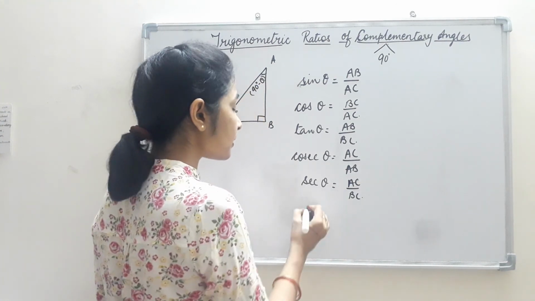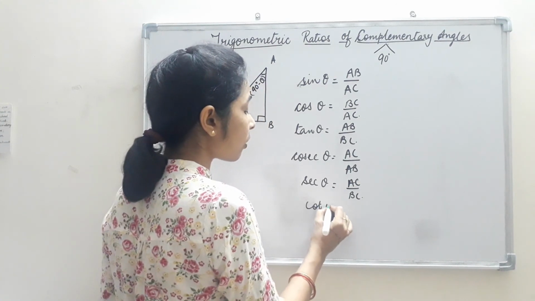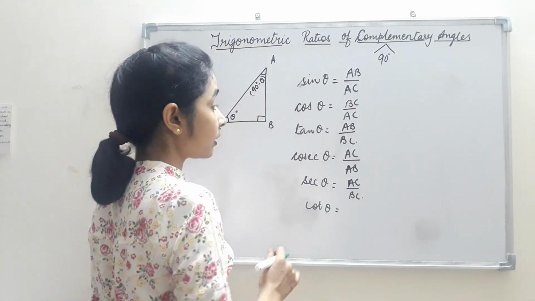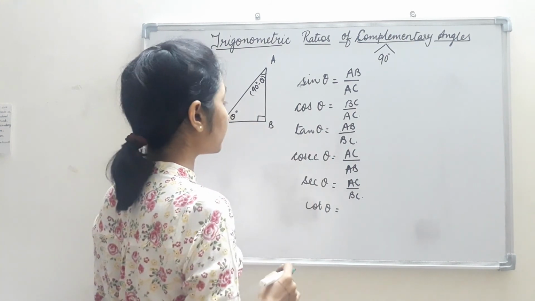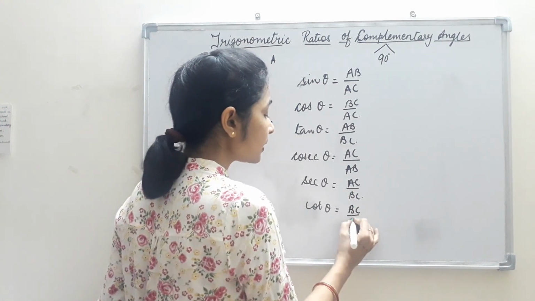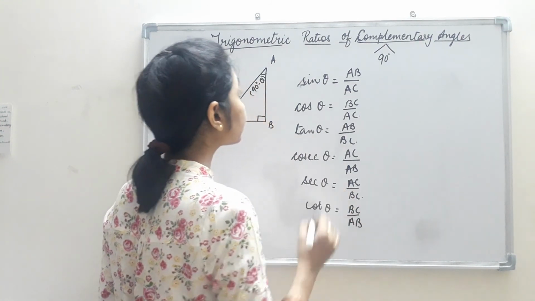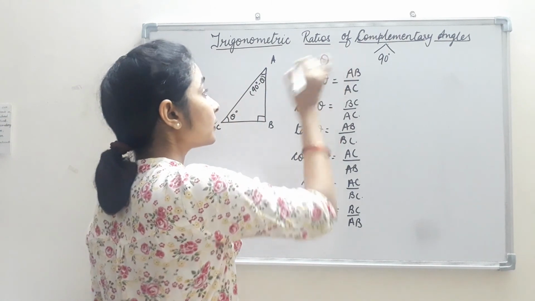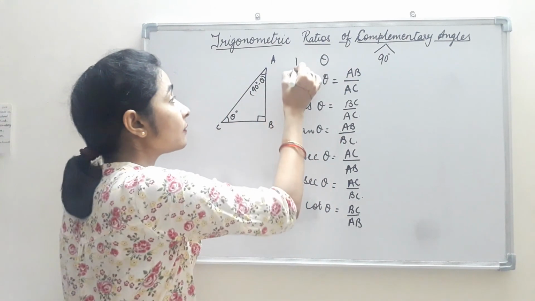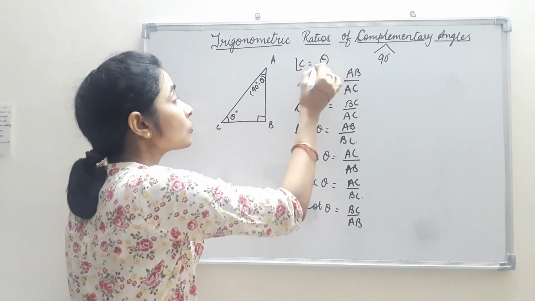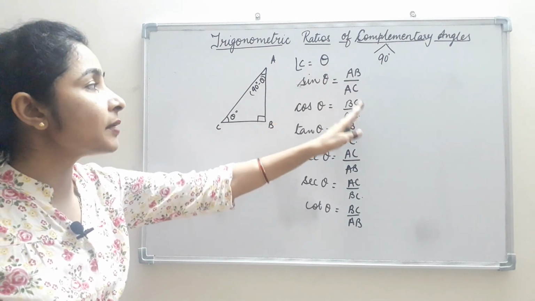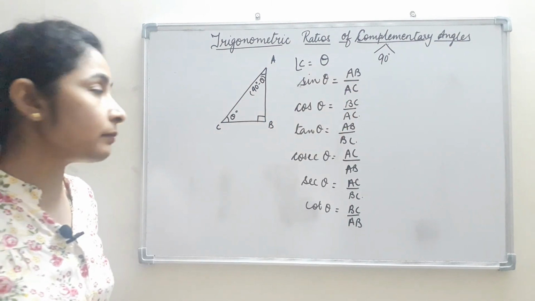Last is cot theta. Cot theta is equal to base upon perpendicular, just the inverse of tan theta. So that is BC upon AB. So these are the ratios for theta, the angle C. Angle C is equal to theta. Sine is equal to AB upon AC, and likewise all of them go.